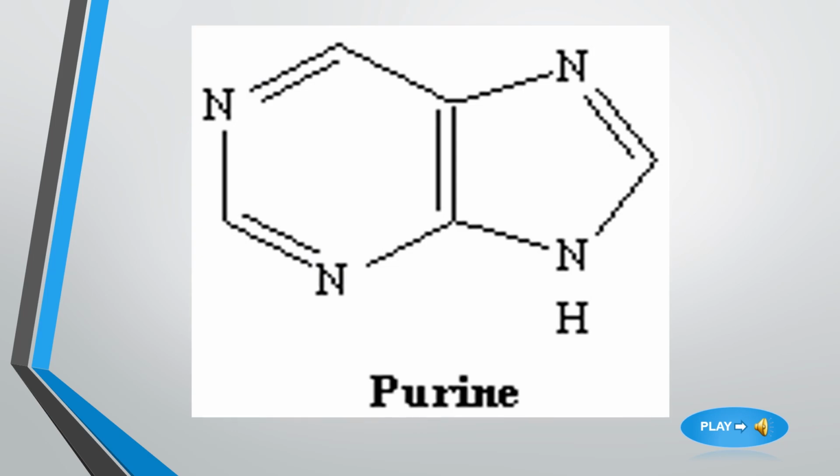Purine is a 9-membered heterocyclic ring. It consists of 4 nitrogen atoms and 5 carbon atoms. 4 plus 5 is 9.